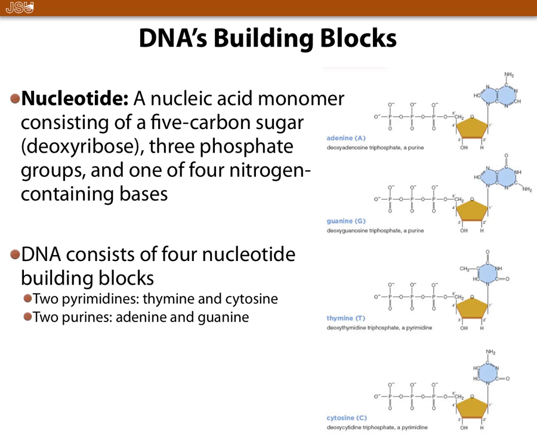Okay. So what's the take home here? Know what a purine is. A purine has 2 rings, and it's the A and the G. Know what a pyrimidine is. Pyrimidines have 1 ring. They are the thymine and cytosine. In RNA, that thymine is going to be called uracil.